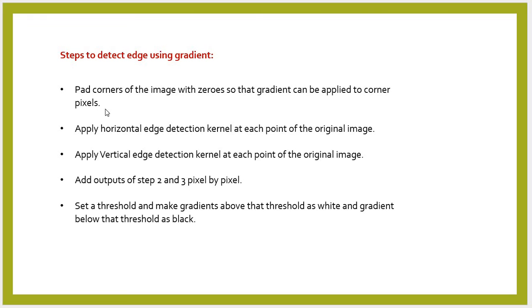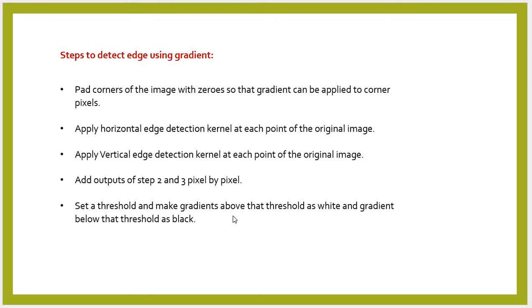These are the steps to calculate the gradient. Pad the corners of the image with zeros so that the gradient can be calculated for corner pixels too, and apply the horizontal edge detection kernel at each point of the original image. Similarly, apply the vertical edge detection kernel. Then add the outputs of step 2 and step 3 pixel by pixel: mod gx plus mod gy at each pixel.